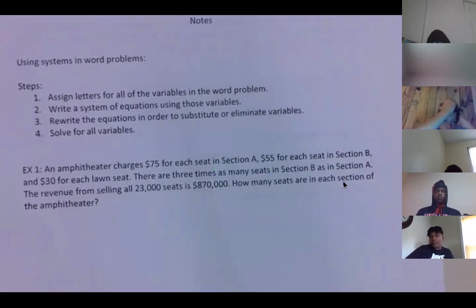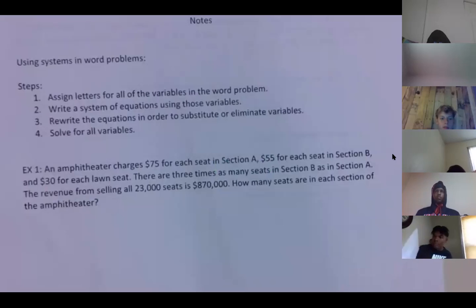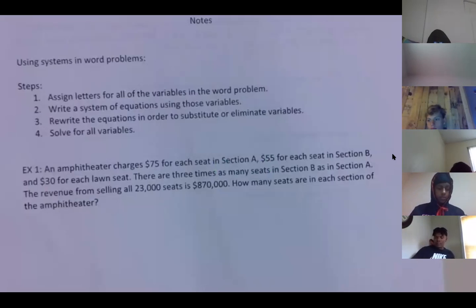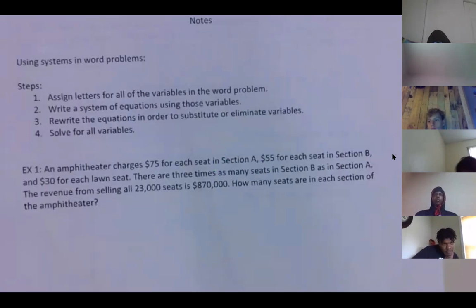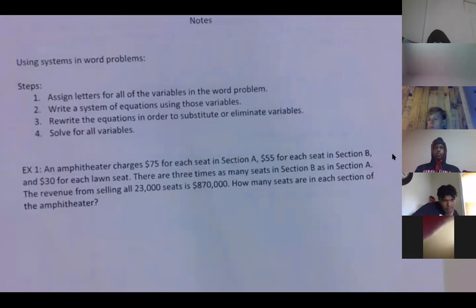So step number 1, go ahead and read that for me, Henry. Assign letters for all of the variables in the word problem. Perfect. Go ahead and read step number 2, Christian. Write a system of equations using those variables. Perfect. Go ahead and read number 3 for me, Jonathan. We write the equations in order to substitute or eliminate variables. Perfect. And then number 4, go and read that for me, Bo. Solve for all the variables.